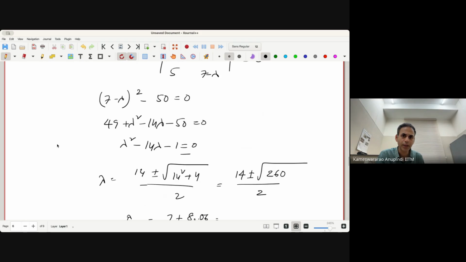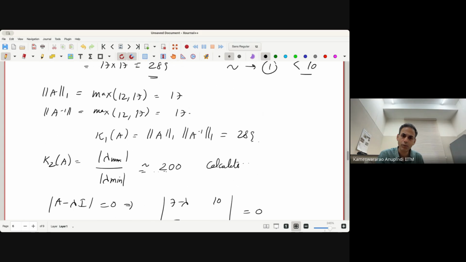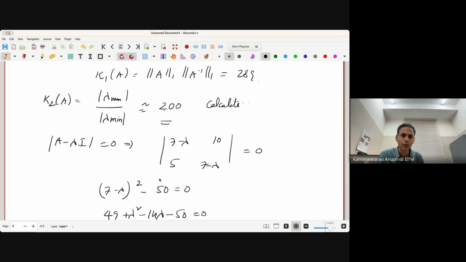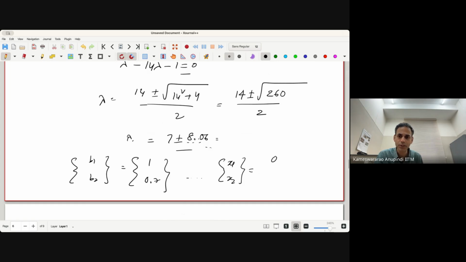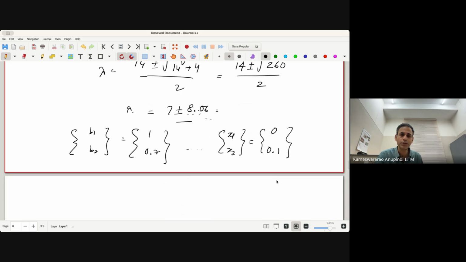Then essentially the point here is that because this is already large, if you take b1, b2 to be equal to 1 comma 0.7, and solve for the values, then you're going to get x1, x2 from Ax equal to b. You're going to get this as 0 and 0.1.